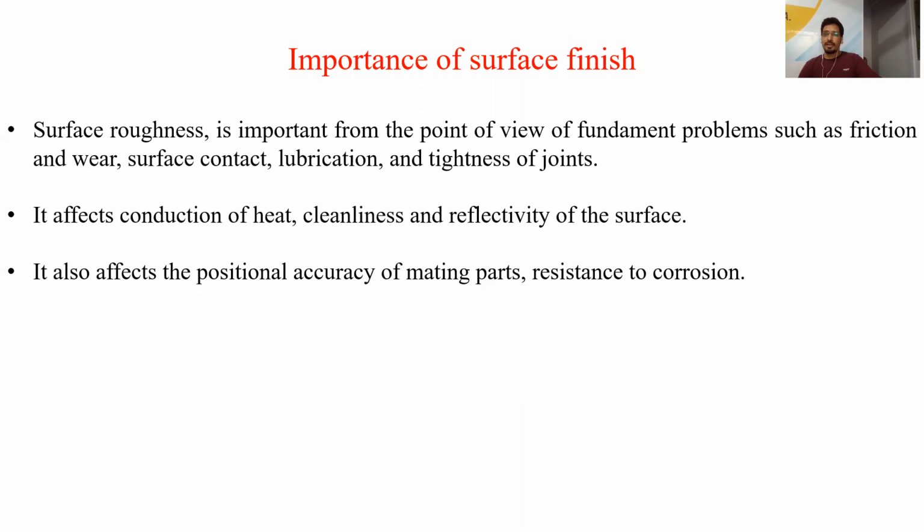Surface roughness is provided to the surfaces which are to be used in heat transfer, because a rough surface can transfer the heat more efficiently. It can also affect the position and accuracy of mating parts, and resistance to corrosion. A completely smooth surface has less corrosion, but a more rough surface has more corrosion. So we have to go according to our need for providing the surface finish.